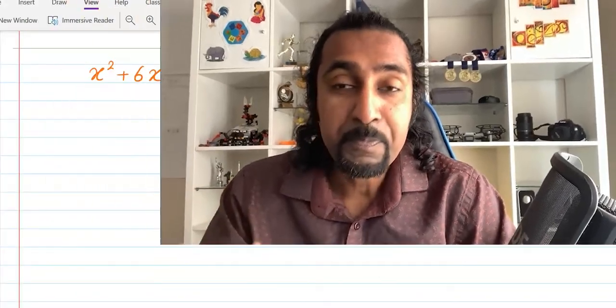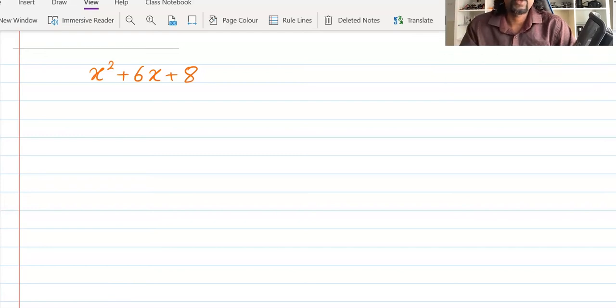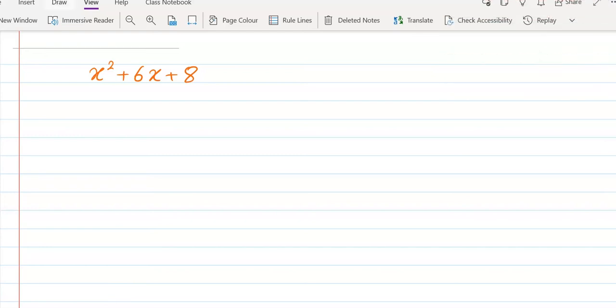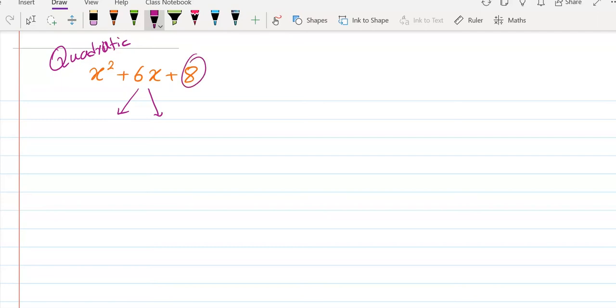Let's go with this one. I have here x squared plus 6x plus 8. The question is how to factorize this. What I'm going to do is look at the linear term, which in this case is 6x. The other term, the one in the front, is called the quadratic. And then the last one is called the constant.